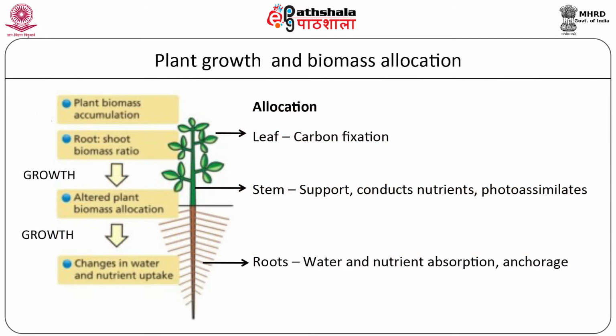A flowering plant has leaves that fix carbon, stems that provide mechanical support and conduct water and solutes, and roots that absorb nutrients and water and provide anchorage. The relative amount of biomass present in the various organs is called biomass allocation. The allocation may vary over time, across environments and among species.